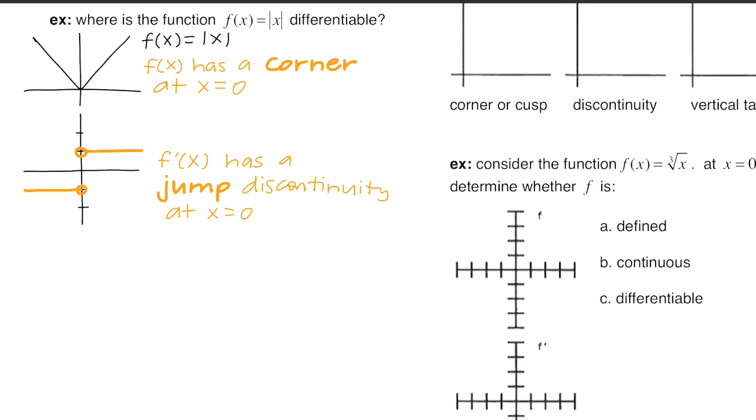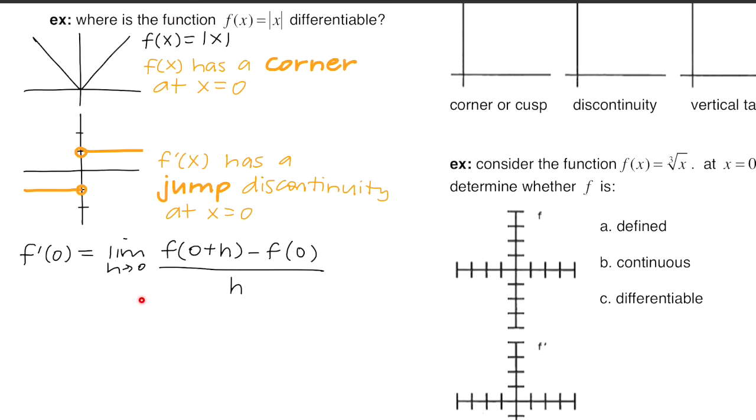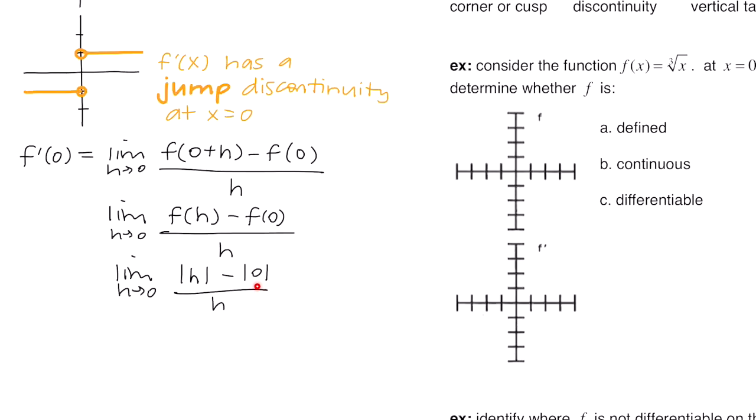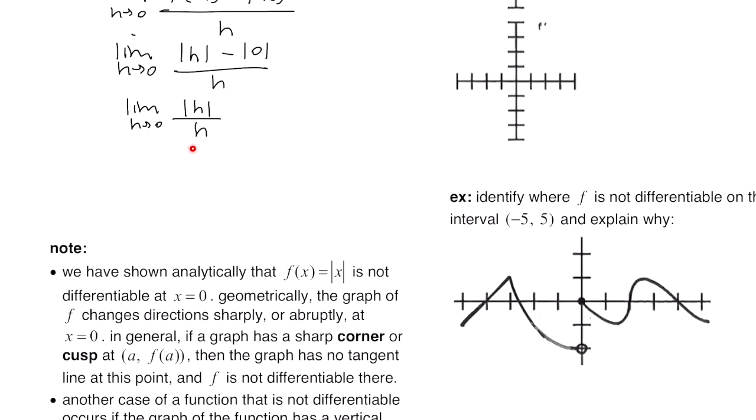So we've just looked at this graphically. Next, I want to look at it analytically. So we're going to look at f prime at 0. So I set up the formula for the derivative of f at a equals 0. And we have f of a plus h minus f of a all over h. The absolute value of 0 is just 0. And we get to here.